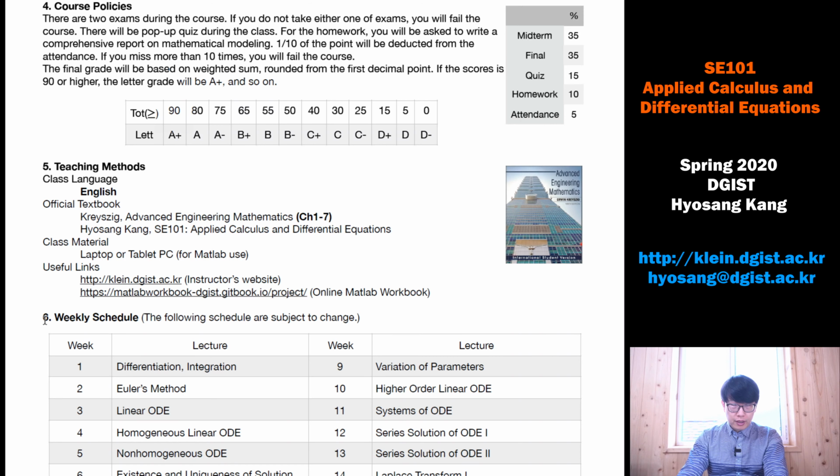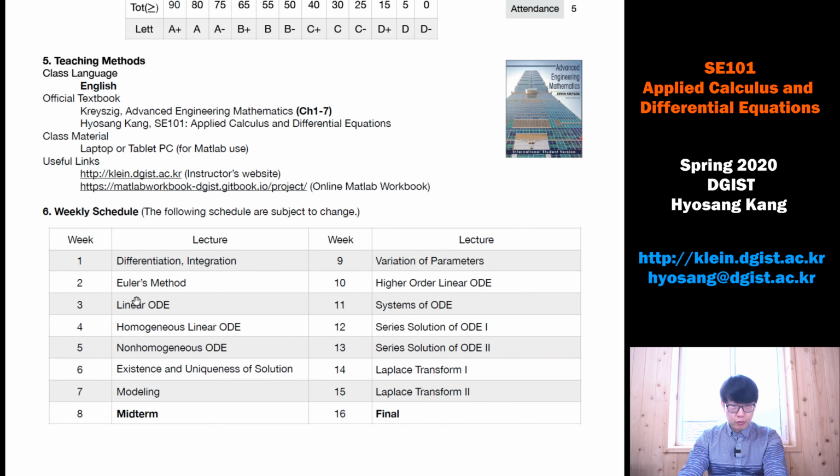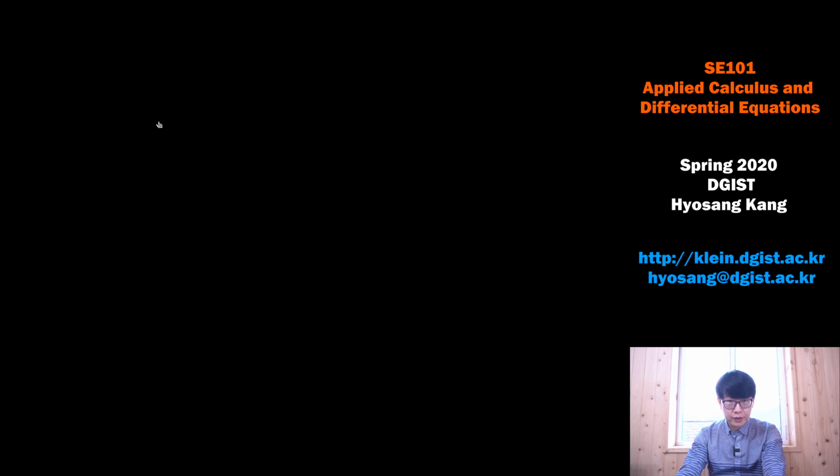And number 6 is weekly schedule. I'm not sure whether I can follow all of this material in this semester because we already lost the first day of the class, which is today, and if this situation goes bad, then I'm not sure whether we can have sufficient time to cover this material. Who knows? So this schedule is subject to change. Okay, so the next one.